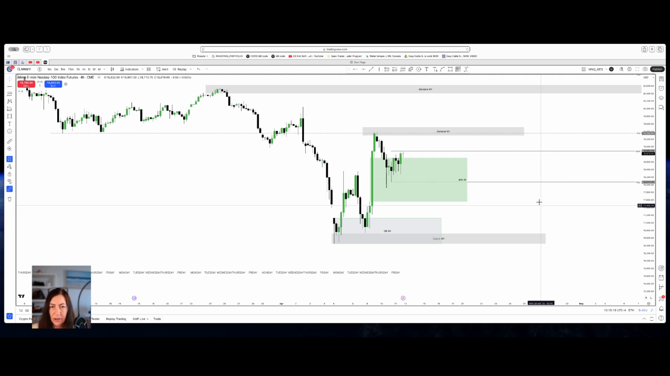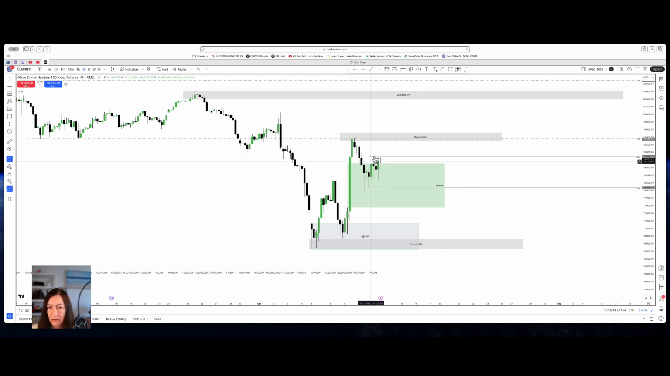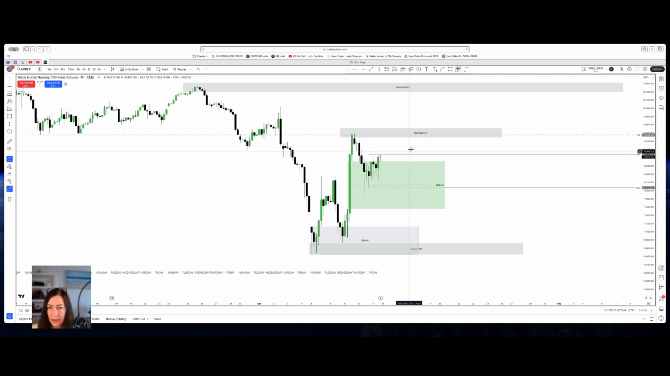So area of interest is either price moving down and filling this imbalance down here in the bottom quarter, or potentially price continuing upward movement into this demand 4 hour area and possibly above. So those are my areas of interest on the 4 hour. I also note that we are here right at the previous day high, so this will be an interesting area to watch for reaction.